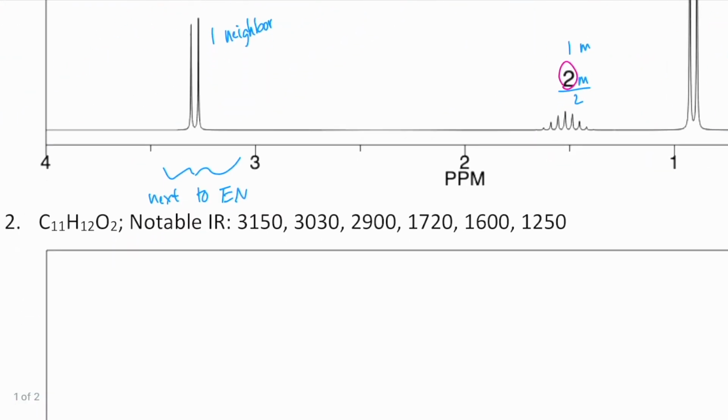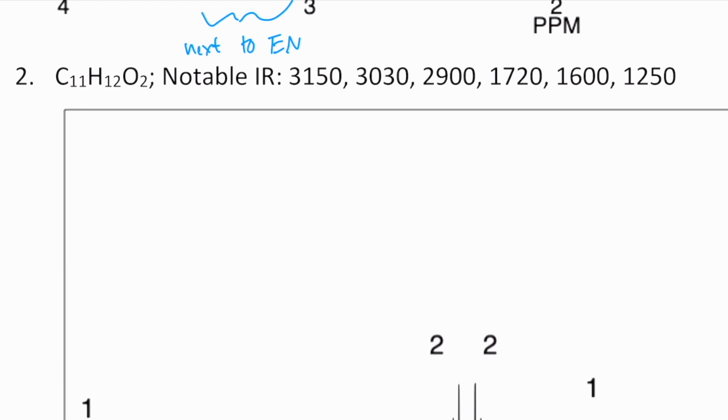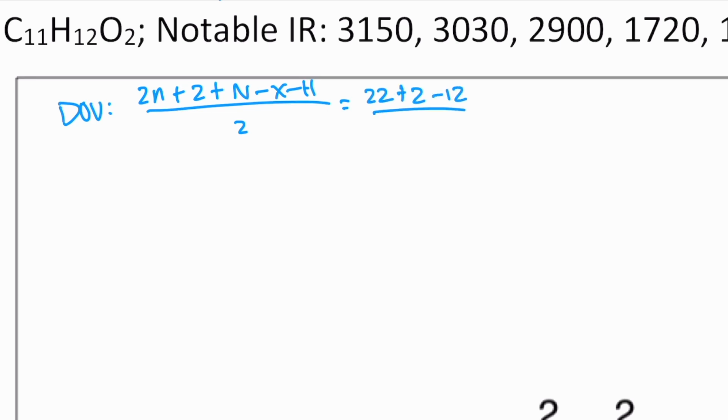Okay, so our next one is a little bit harder. It's got a little bit more going on. And before we talk about this, I want to take a quick tangent down the degrees of unsaturation route. Okay, so if we do our degrees of unsaturation, we have 2n plus 2 plus n minus x minus h, however we want to do it, divided by 2. So we get 22 plus 2 minus 12 over 2, which gives us 24 minus 12 over 2, which equals 6.